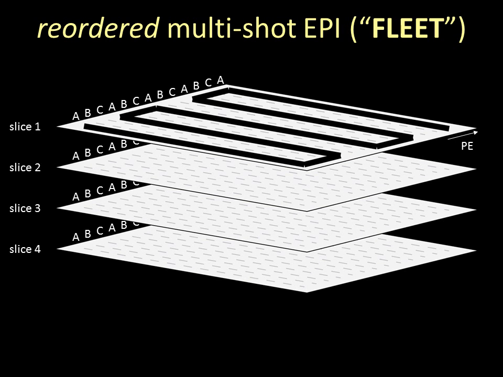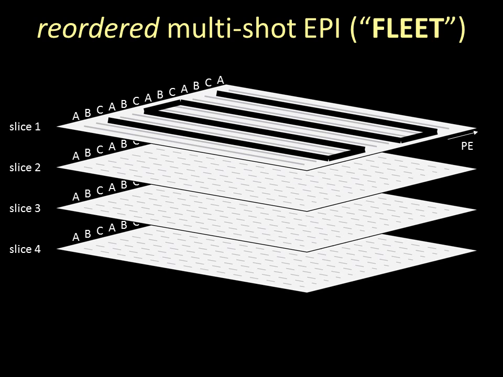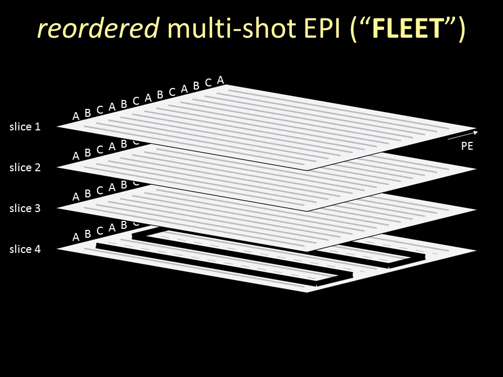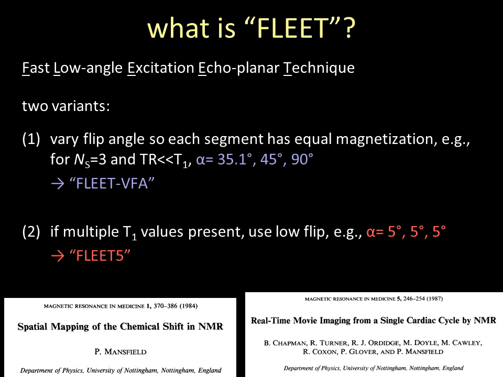A solution is to simply reorder the acquisition of these segments, so instead we start with segment A of slice 1, then we acquire segment B of slice 1, and segment C of slice 1. Then once slice 1 is finished, we move on to slice 2, and so on. While this reordering causes a minimal time interval between segments, so there's less T1 recovery, this acquisition is much more robust to motion and dynamic phase changes.